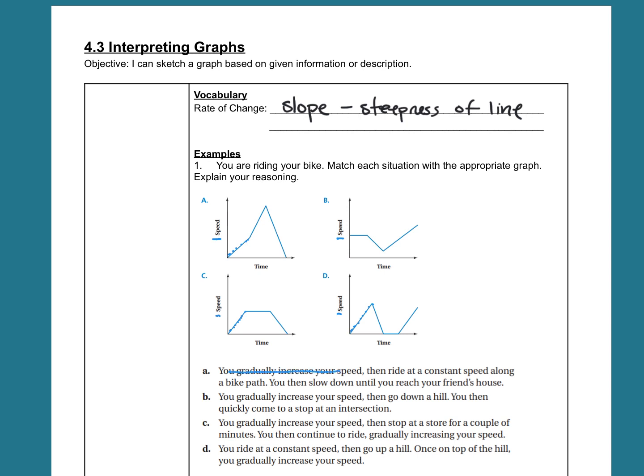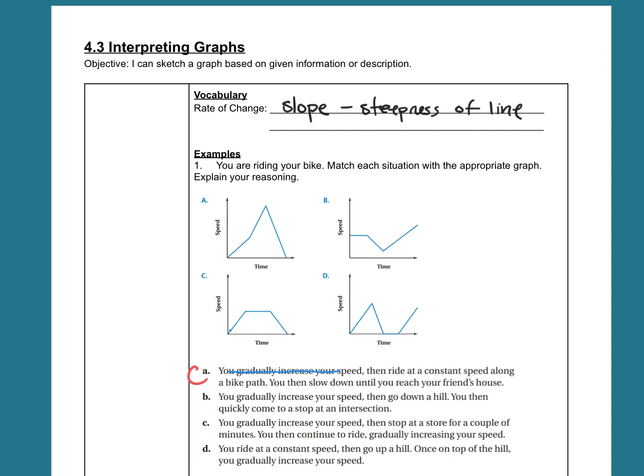Then you ride at a constant speed, so the speed needs to stay the same. Well, in A, the speed gets faster. B wasn't an option. C, the speed stays the same. So it says ride at a constant speed, and constant speed means it stays the same. So that works. And then D was our other option, and this speed is going down, down, down. So the only option here then is graph C. So for A, it's going to match with graph C.